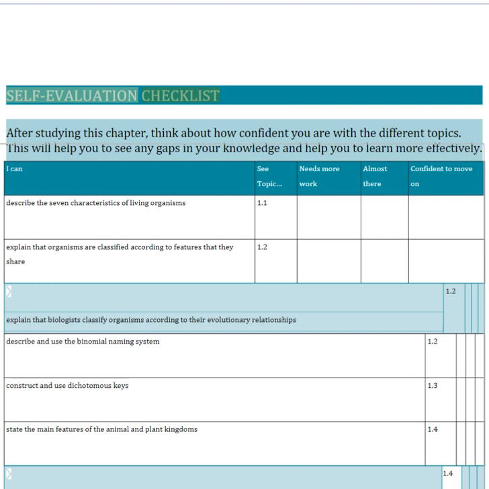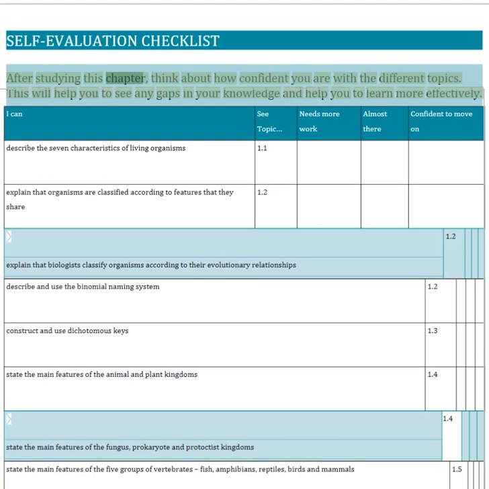Self-evaluation checklist. After studying this chapter, think about how confident you are with the different topics. This will help you to see any gaps in your knowledge and help you to learn more effectively.